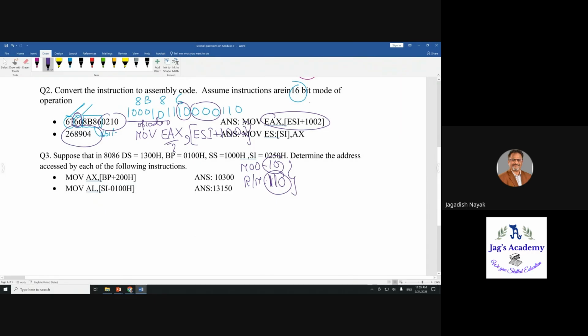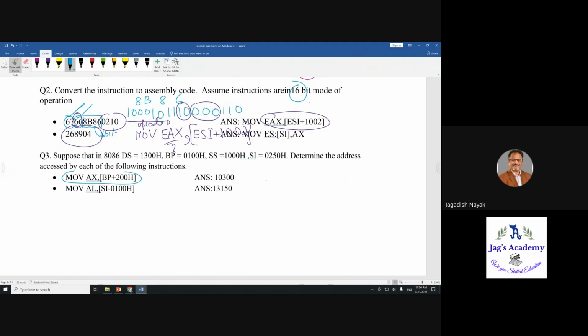Suppose that in the 8086, the content of the DS register is 1300, the base pointer is 0100, the stack segment register content is 1000, and the source index register is 0250. Now determine the address accessed by each of the following instructions. Very simple. First, try to understand this operation.